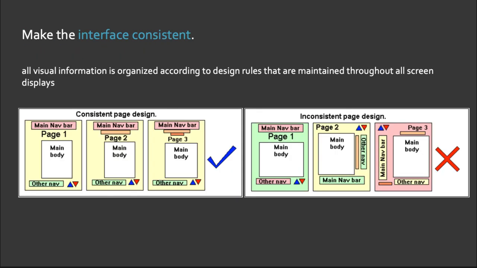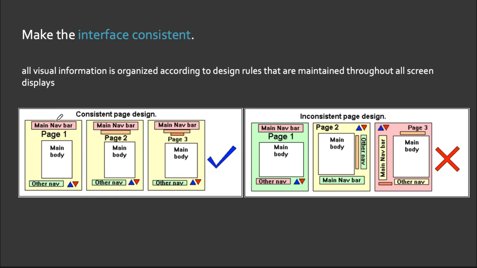Next one. The last principle is making the interface consistent. All visual information is organized according to design rules that are maintained throughout all screen displays. So the interface should be organized hierarchically. Okay, so there should be a hierarchy, right? That is, information about a task, an object, or some behavior should be presented first at a high level of abstraction. More details should be presented after the user indicates interest.